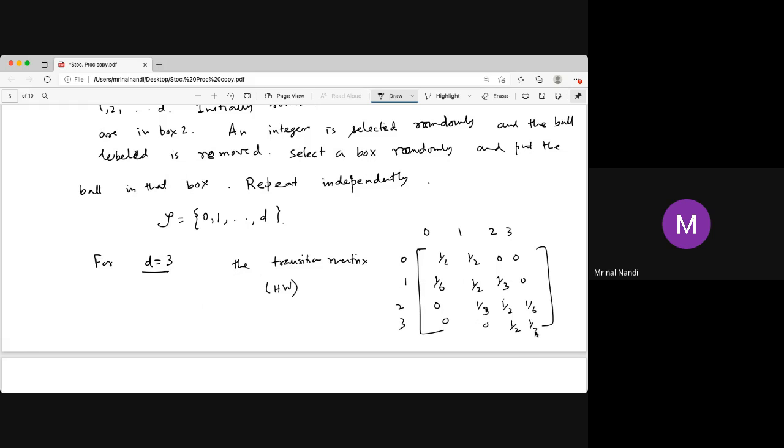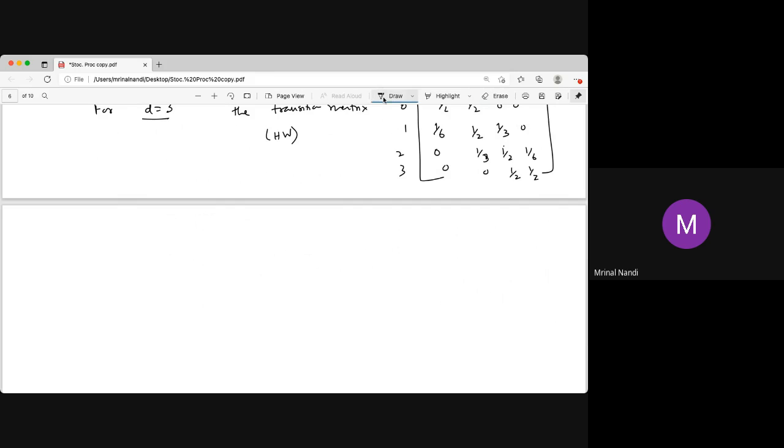Just check it. You can easily find the transition matrix, because remember that the ball is selected randomly. If there are 2 balls, then 1/2 probability. 3 balls, 1/3 probability. If there are 4 balls, 1/4 probability. And that box is chosen with probability half.